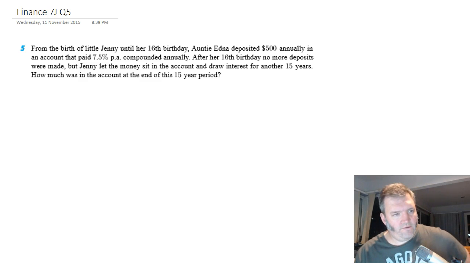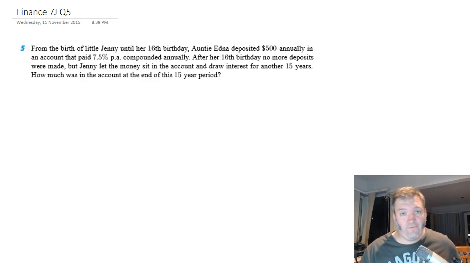All right, so this is exercise 7J from the finance notes. Question 5. From the birth of little Jenny until her 16th birthday, Auntie Edna deposited $500 in an account that paid 7.5% compounding annually. At her 16th birthday, they stopped making deposits, and she lets it sit there for another 15 years. How much is in the account at the end of the 15 years?